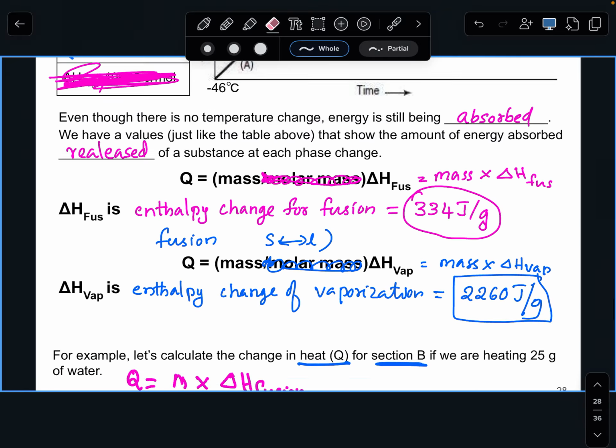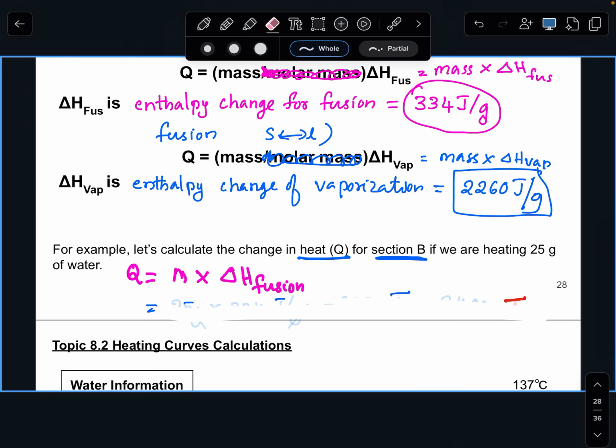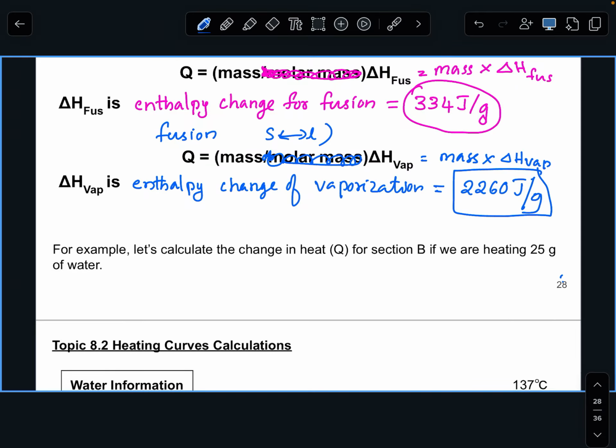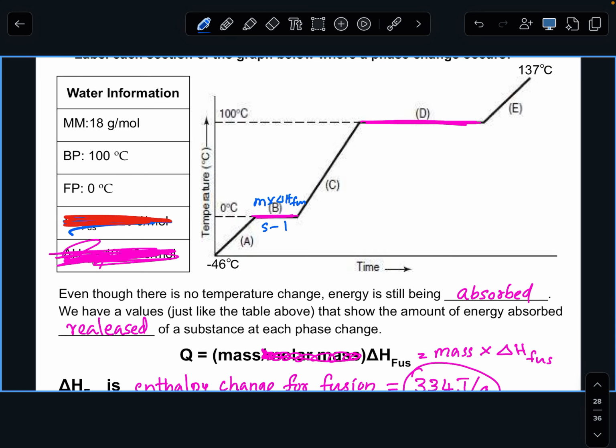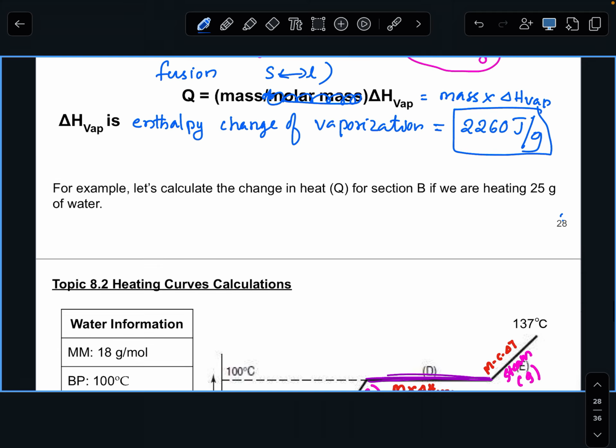Okay, now let's try this equation. So here, section B, we are going to write on this equation. Section B is solid to liquid. So you are going to use delta H of fusion here. And section D is liquid to gas. So mass times delta H of vaporization here. If you want to write solid to liquid like that, you can. Okay, so let's do this.